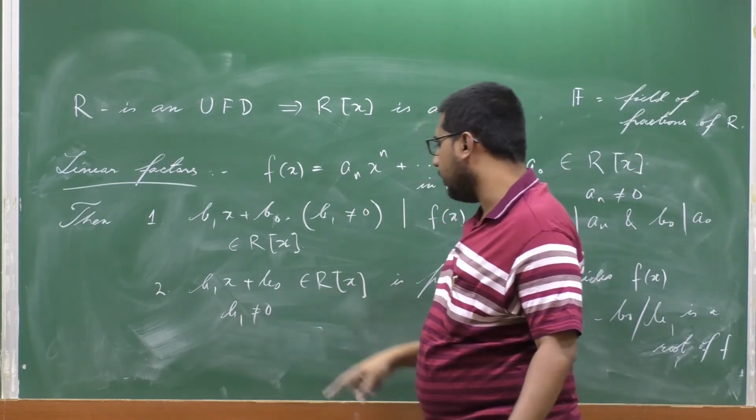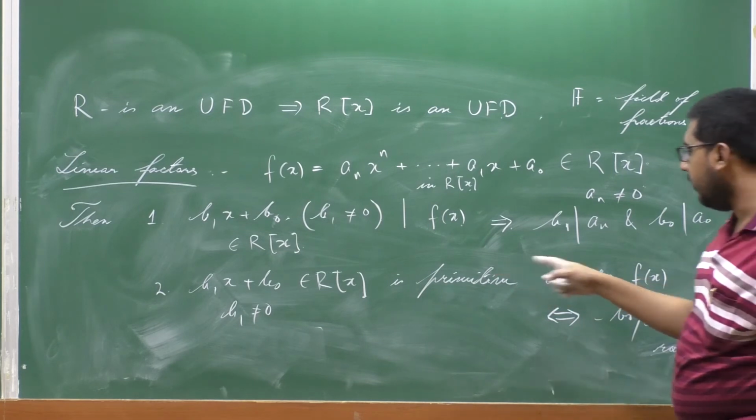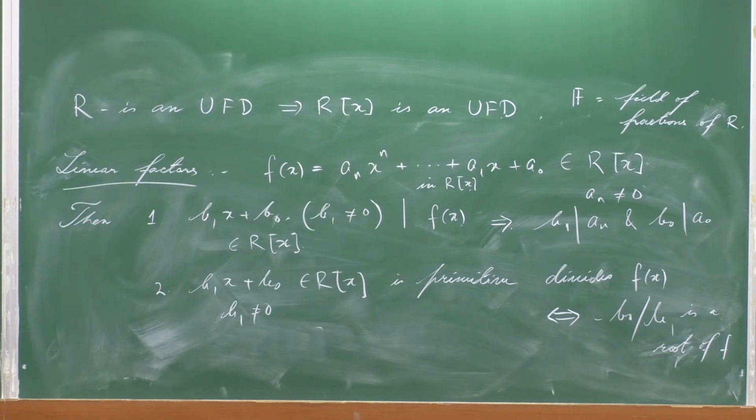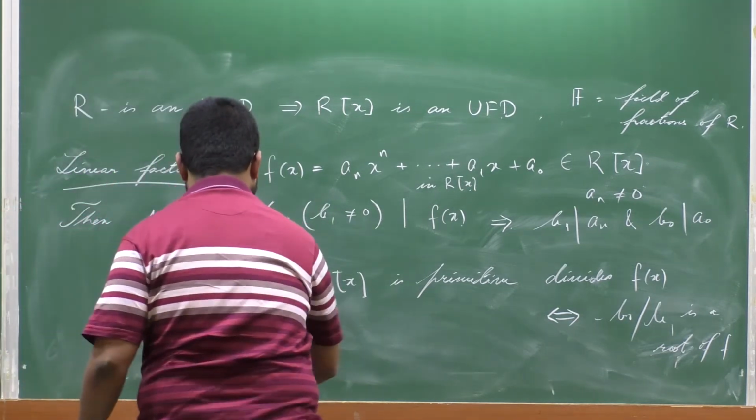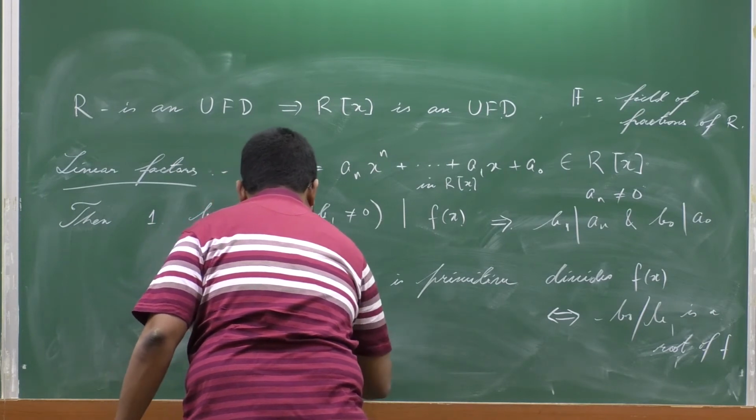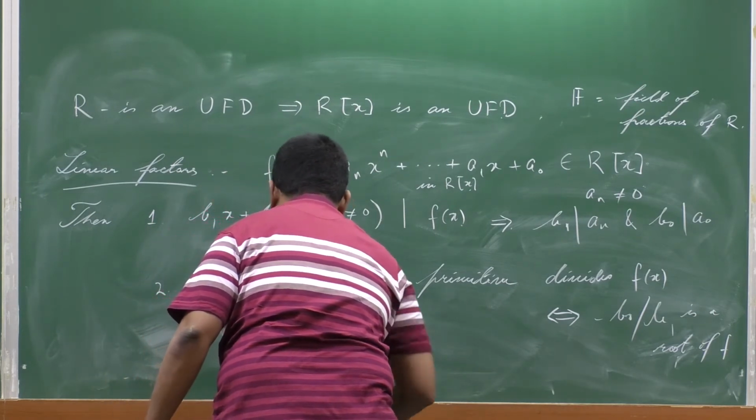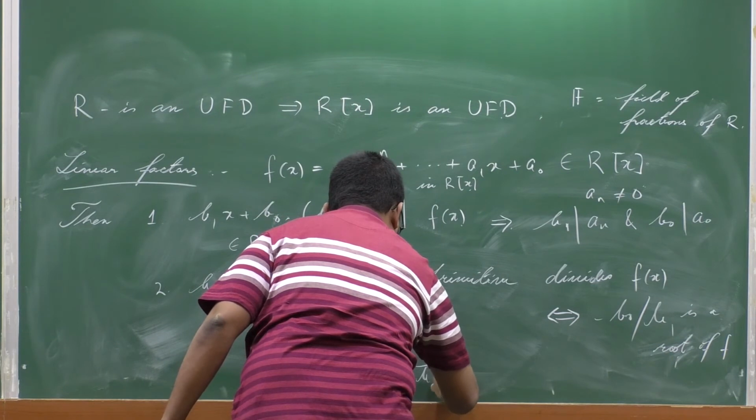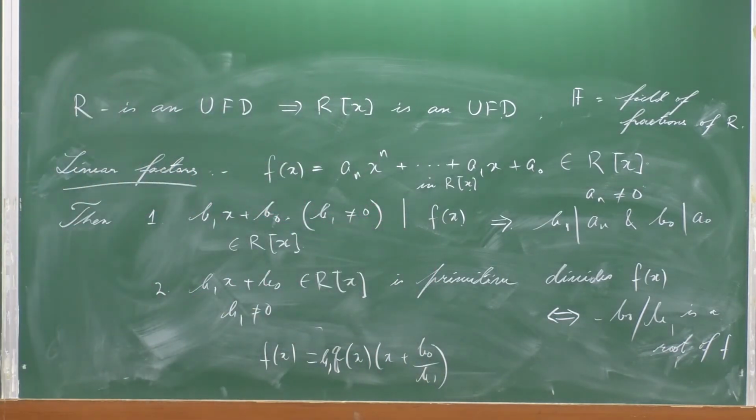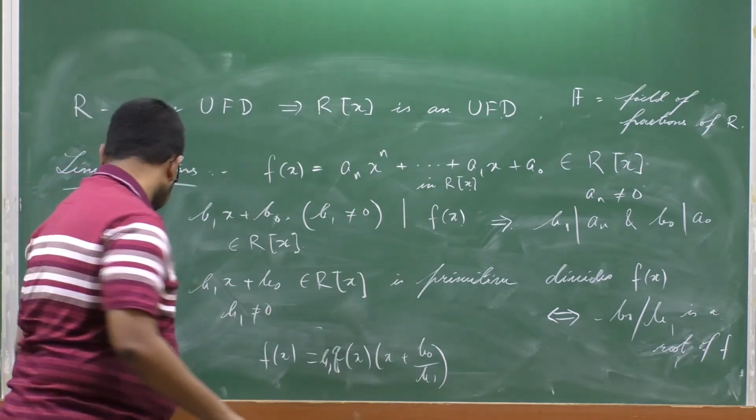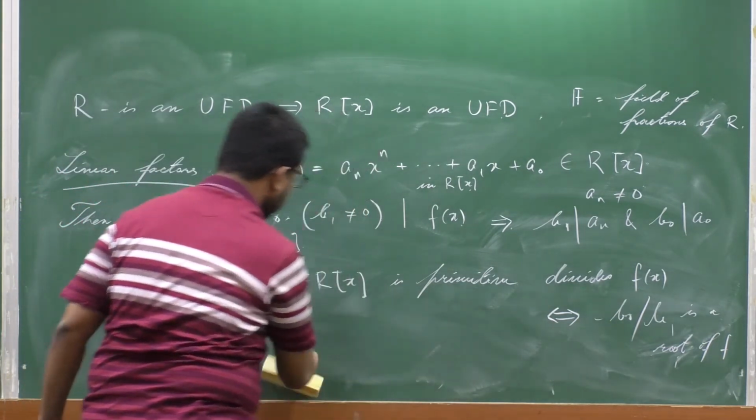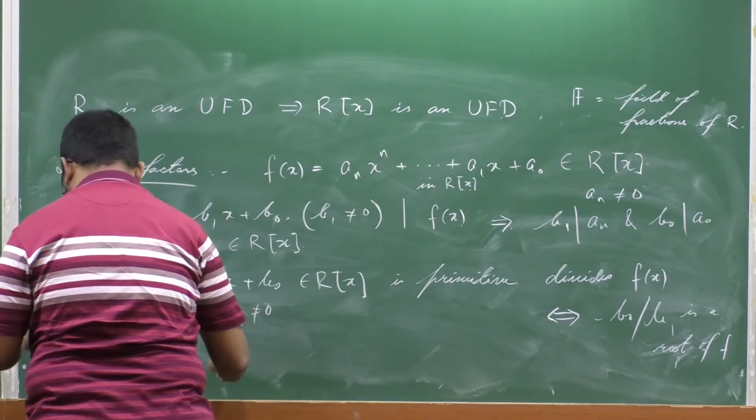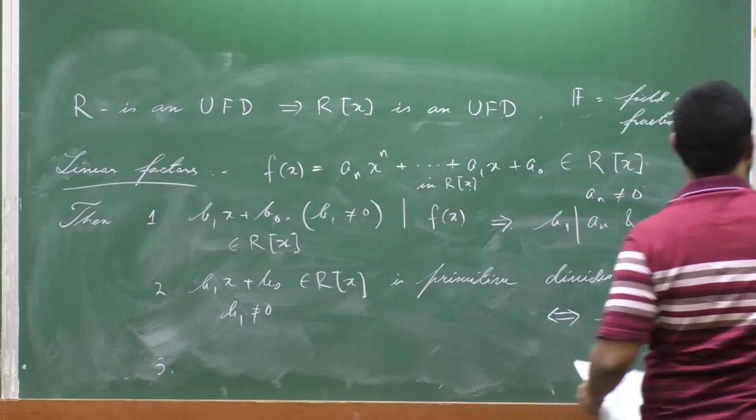So if b1 x plus b0 divides f in R[x], then it will also divide in F[x]. Therefore in F[x] we have something like f(x) equals q(x) times, taking b1 outside, x plus b0 by b1. This is the factorization inside F[x], and that shows this is a root. And this gives the if and only if. Okay. And the third one, maybe I should write it down here.